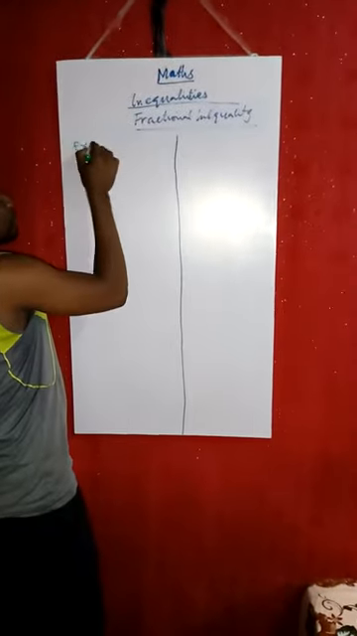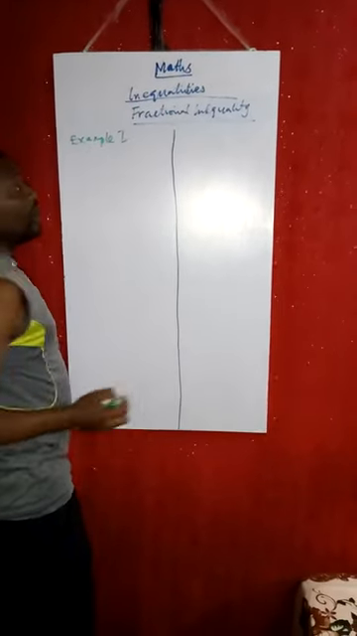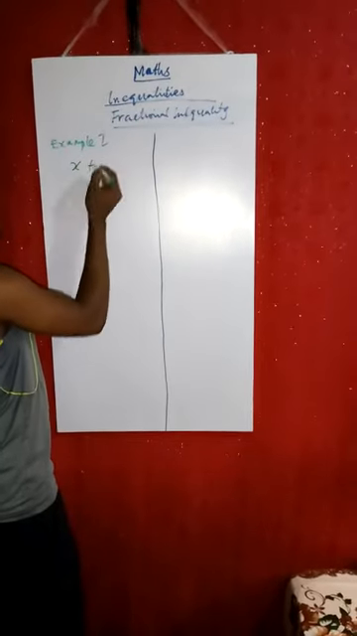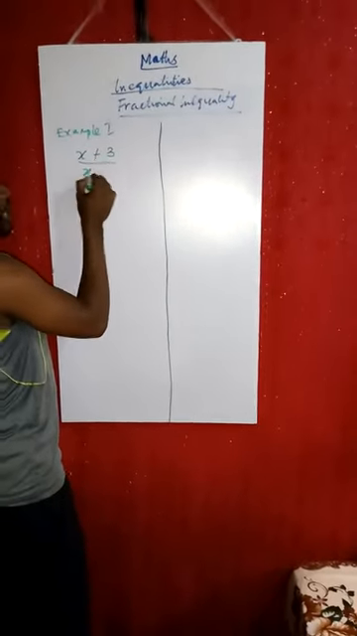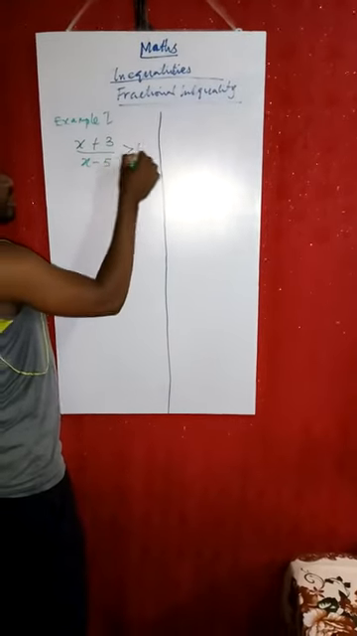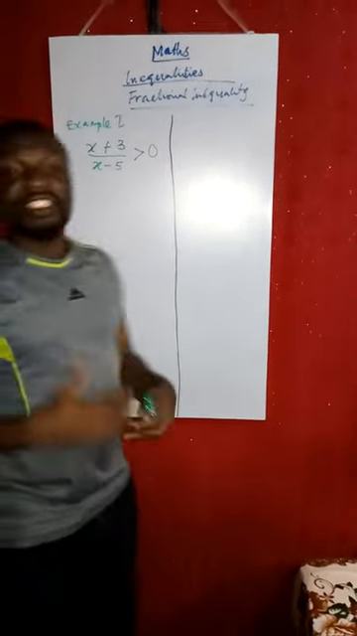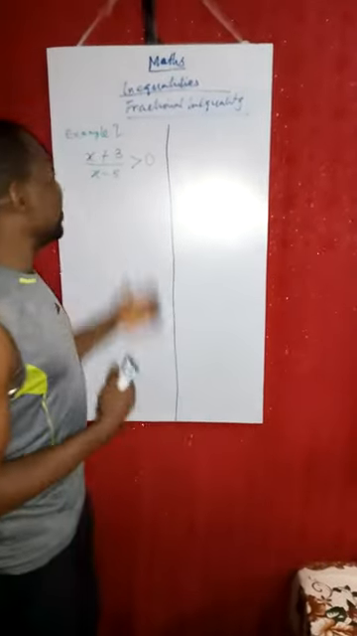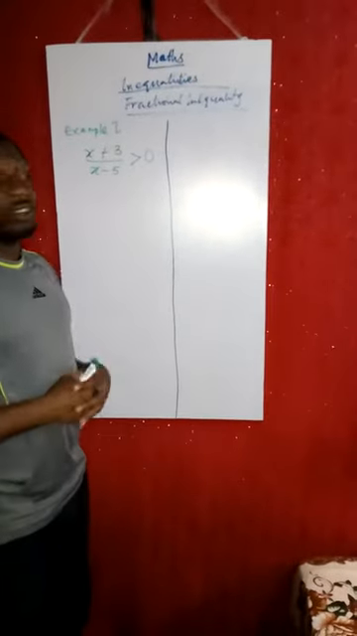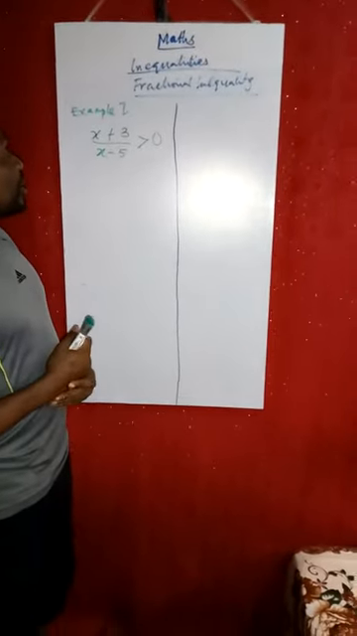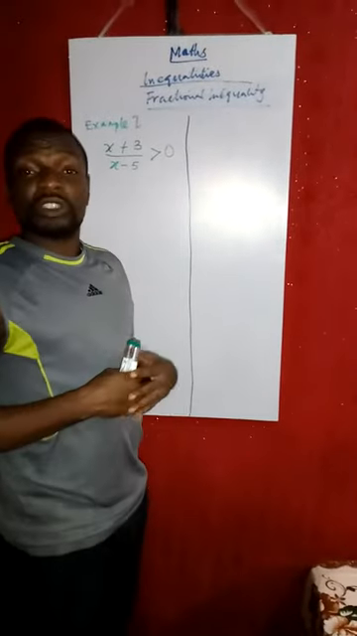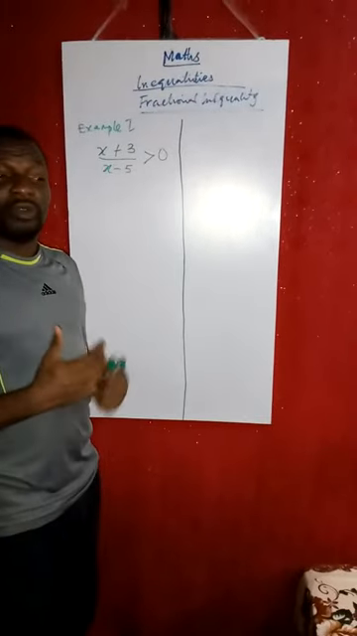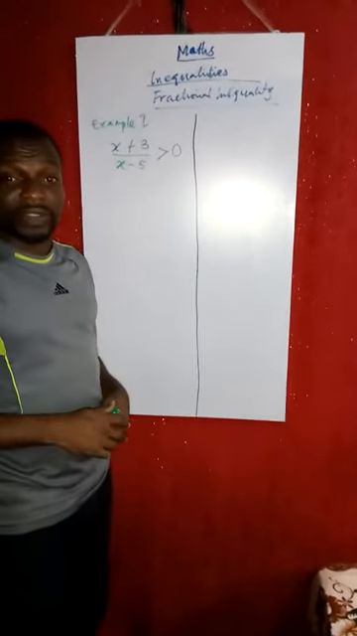Example 1. Now let's say we are given (x + 3)/(x - 5) greater than 0. We are asked to find the value of x, or the range of values of x, that satisfy this inequality. Now let's see how to solve this. The way we solve in less than is exactly how we are going to solve with greater than. The only thing is, after solving, we test for the range of values that will satisfy the inequality.